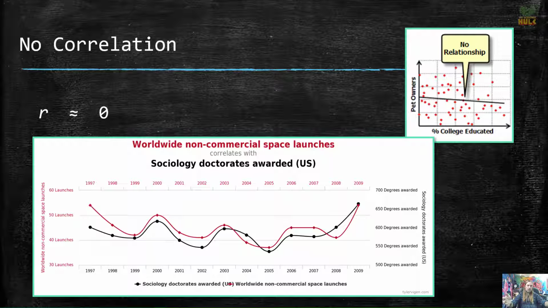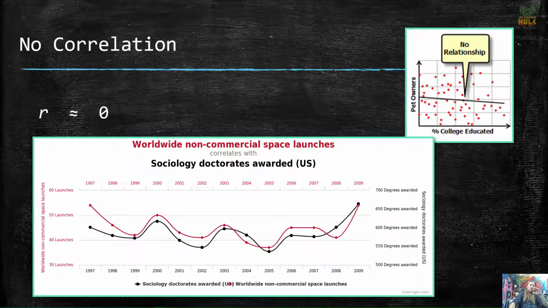There's no correlations as well, right? Cases where there's zero relationship between the two things. When we see these in what are called scatter plots, the dots look like they're all over the place, right? They just don't seem to fit any particular pattern. And so looking at something like how worldwide non-commercial space launches are correlated with sociology doctorates awarded in the US, those aren't actually correlated in most situations. And if you look at sociology doctorates worldwide, there's no relationship whatsoever. As one increases, the other neither increases nor decreases. That is, there is no correlation.